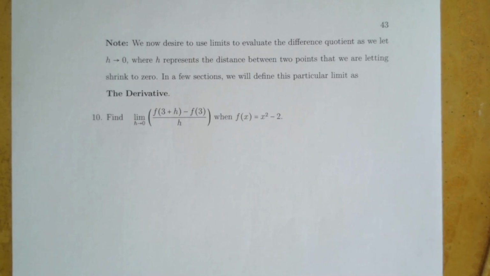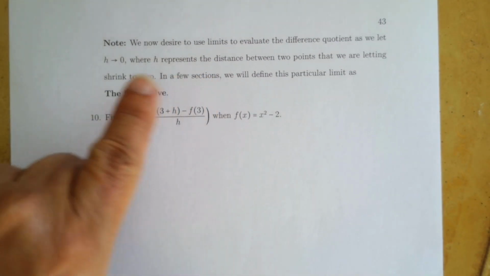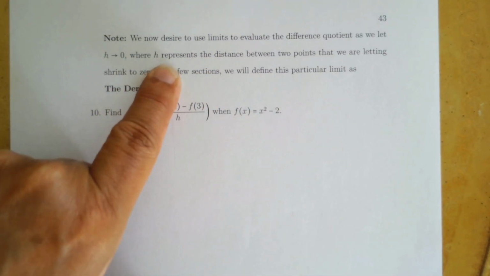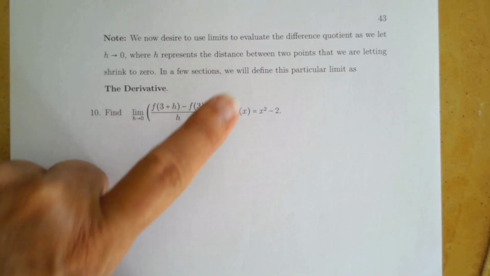All right, now for the last 2 questions at the top, it says, we now desire to use limits to evaluate the difference quotient as we let h approach 0, where h represents the distance between 2 points that we are letting shrink to 0. And then it says in a few sections, we will define this particular limit as the derivative. That's the name it's going to give itself. But I just want you to understand what this means. What about h, okay? What does this mean? We're going to use h to represent the distance between 2 points that are shrinking to 0.